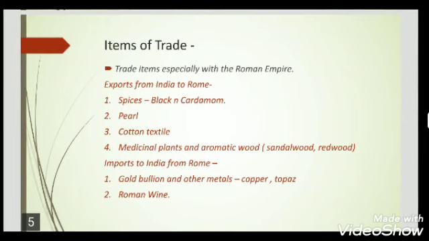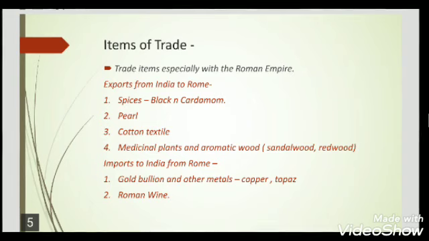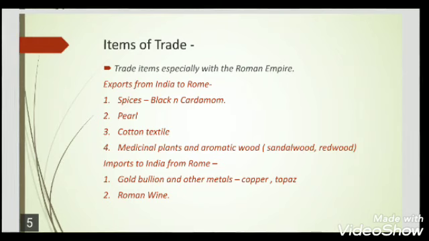What you have to keep in mind is what kind of articles were involved when trade was being carried out with the Roman Empire. The first and most important thing exported from India to Rome was spices. What kind of spices? Black pepper and cardamom. Even now these spices are found in the southern tip of India. So even during the ancient period, this demand for spices began outside the Indian subcontinent.